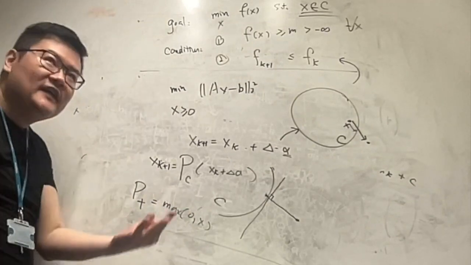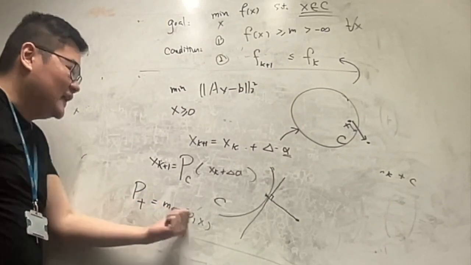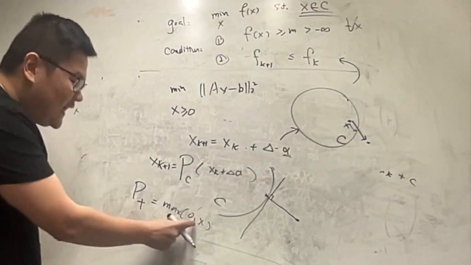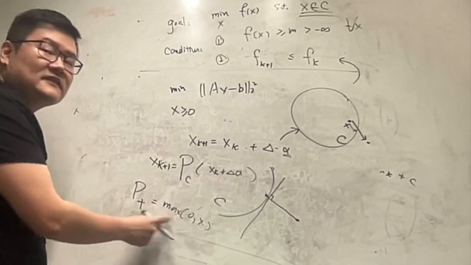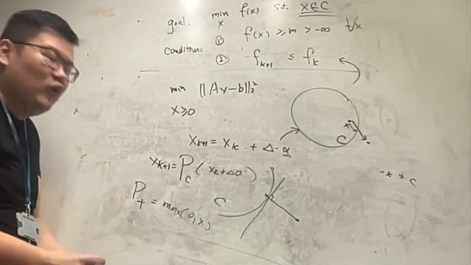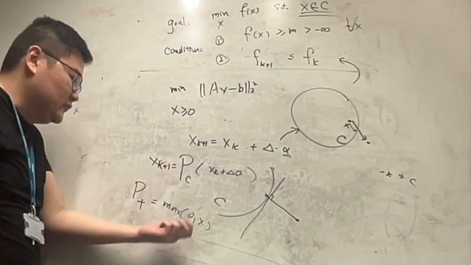And if x is 3, 3 is already inside C, so I do nothing. So if I have 3, the output should be 3. So with 3 and 0, what's the largest value? 3. So this is the answer. And what happens if x is 0? Well, 0 is larger than or equal to 0, right? So I can shift 0. Or 0 and 0, max itself is also 0, so it's correct.